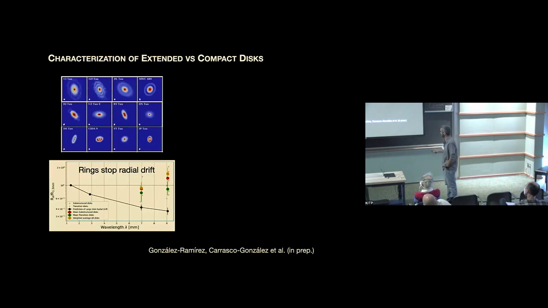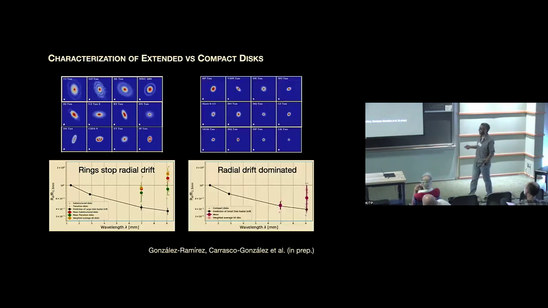So this is what we get for extended disks, and not surprising. This is the radial drift prediction, and you see that we have larger sizes at longer wavelengths than expected for radial drift. So rings are stopping radial drift. This is for the compact disks. No surprise neither here. Radial drift dominated. They are totally consistent with what you expect, the concentration of the long wavelength emission.